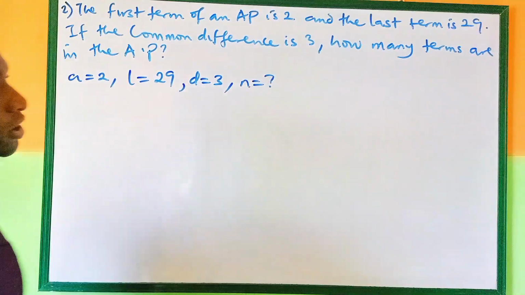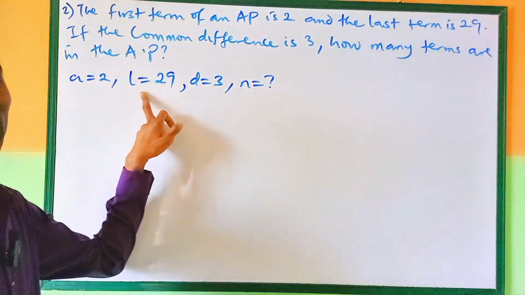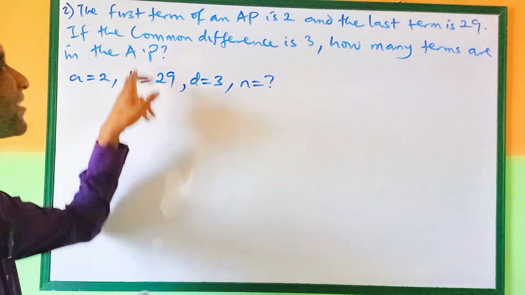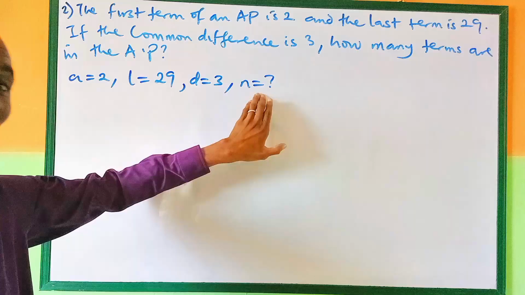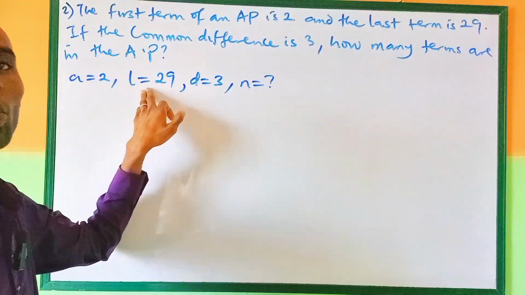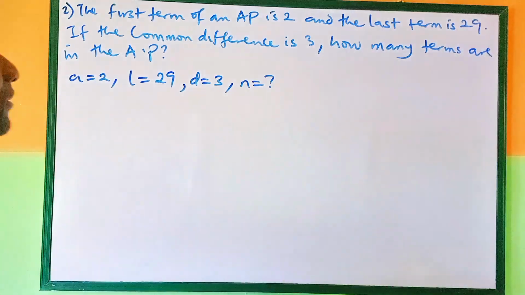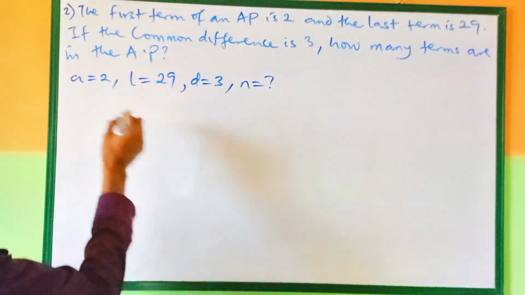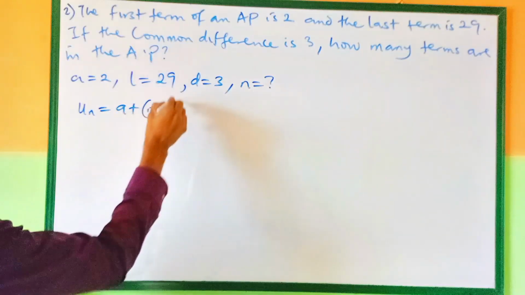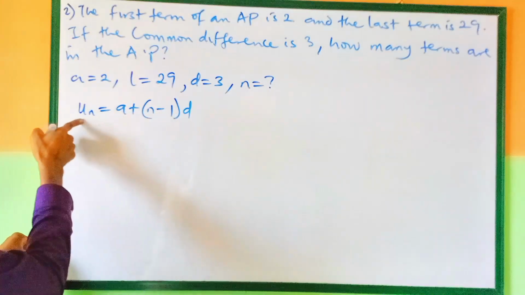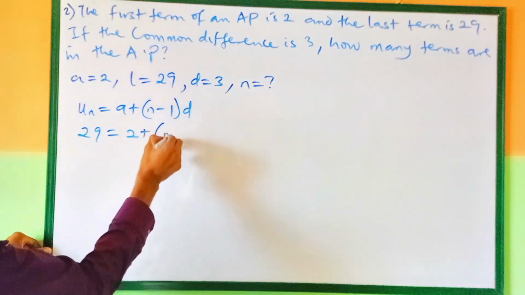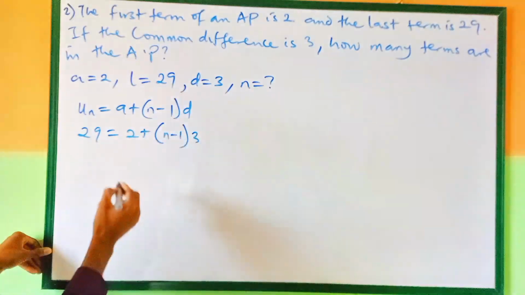N is unknown. Remember I told you that your L is the same thing as the occupant, which is UN. So the last term of the sequence we are looking for is the occupant of that position. So you can refer to your L as UN. Alright? So back to our formula. The formula is UN equals A plus (N minus 1) times D. So my UN is 29, equals 2 plus (N minus 1) times 3.